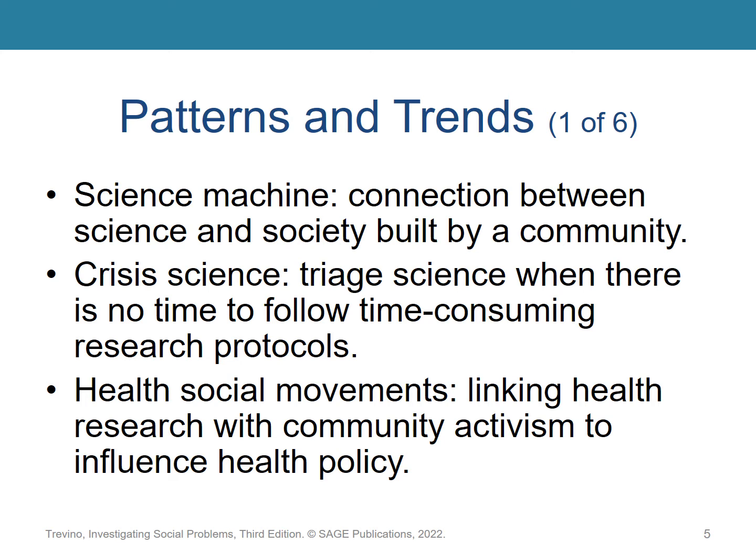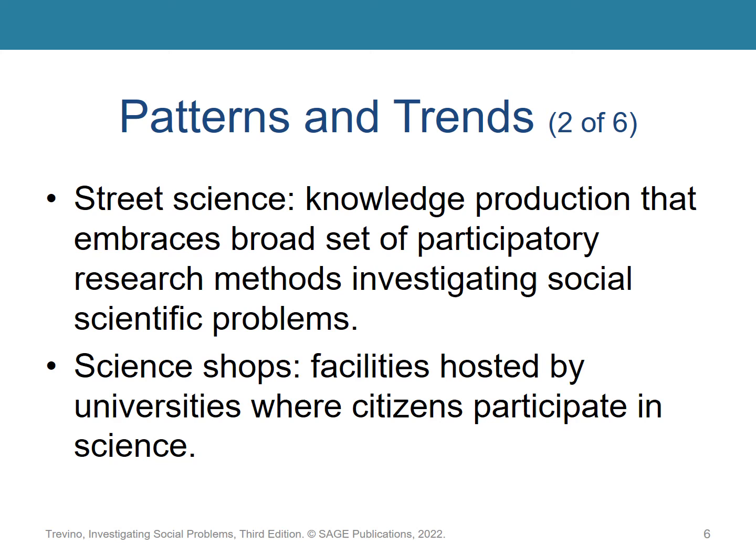Crisis science is triage science when there is no time to follow time-consuming research protocols. Similar probably to the development of our vaccine, right? The COVID-19 vaccine. Health social movements link health research with community activism to influence health policy. Street science is knowledge production that embraces a broad set of participatory research methods investigating social scientific problems. Science shops are facilities hosted by universities where citizens participate in science.